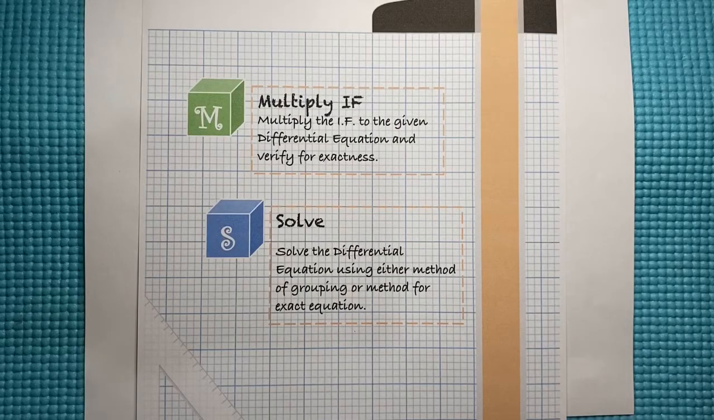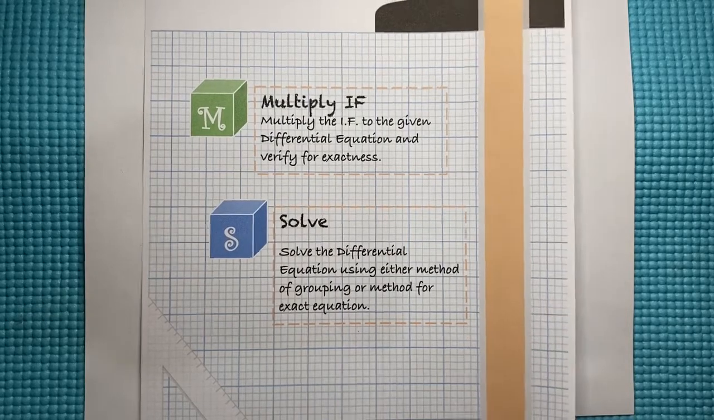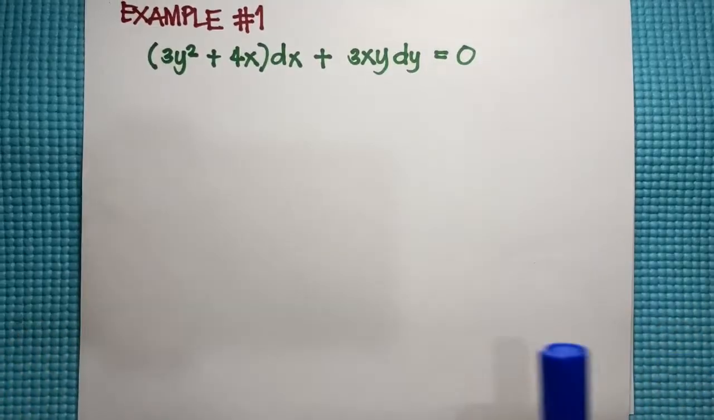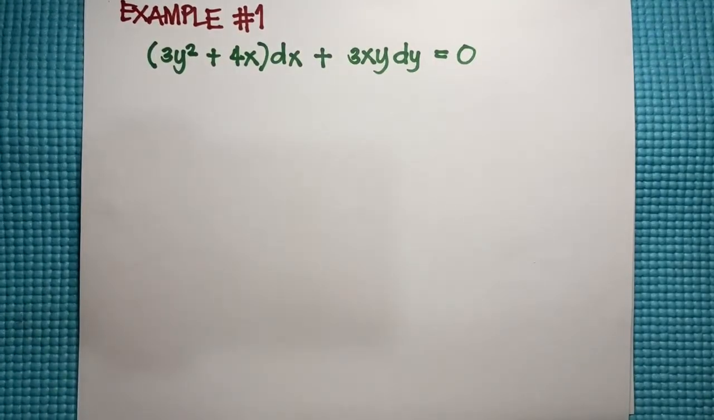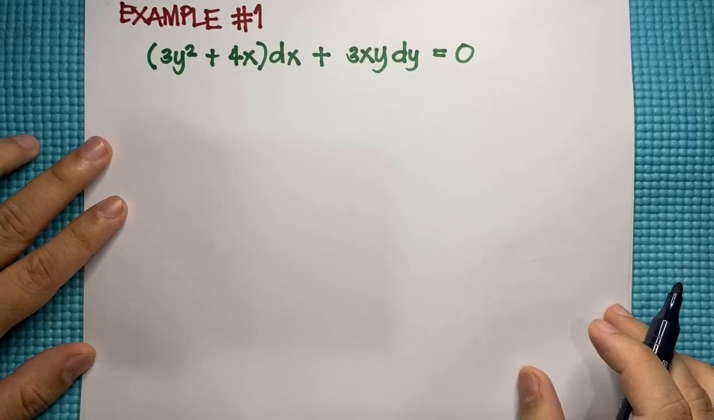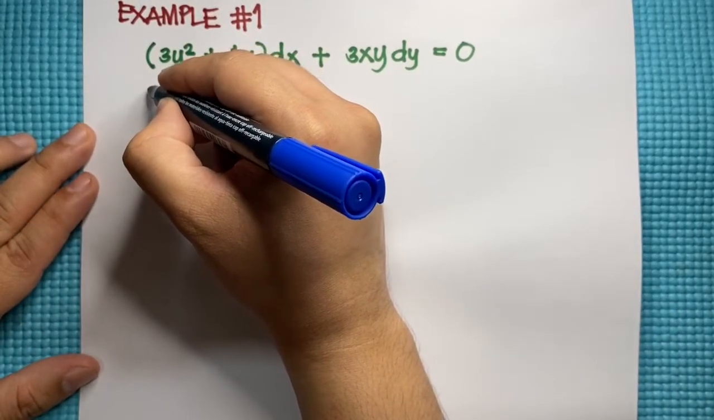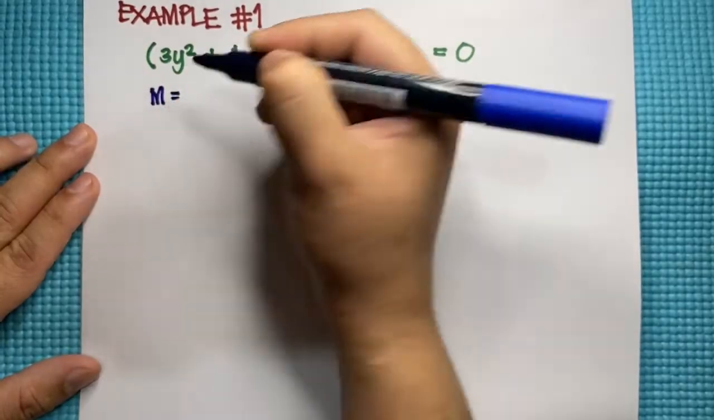So without further ado, let's proceed with our first example. For our first example, we have (3y squared plus 4x) dx, plus 3xy dy, equal to 0. So our first step, again, is to determine the exactness, or whether it is exact or not.